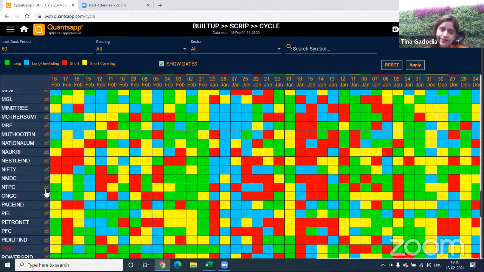Do your homework. I'm sure you will be able to figure out the 5-6 stocks which you need to keep a watch on the next day. And the moment the market starts, look at the data before taking a trade. That's what my advice would be to all.